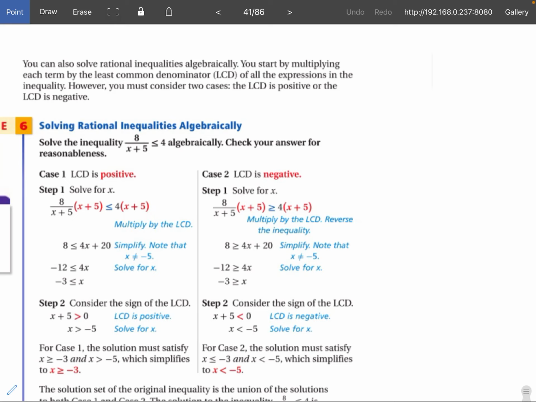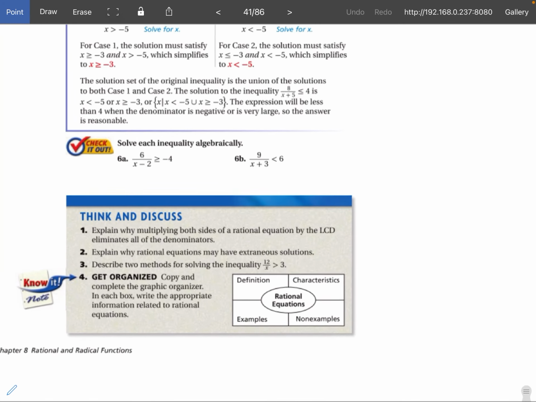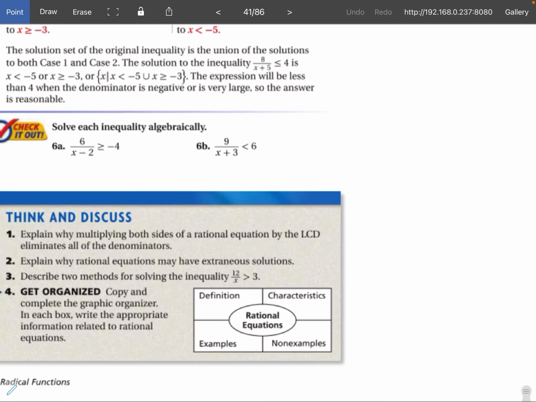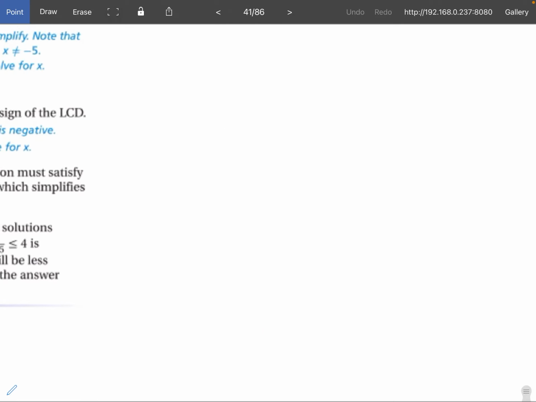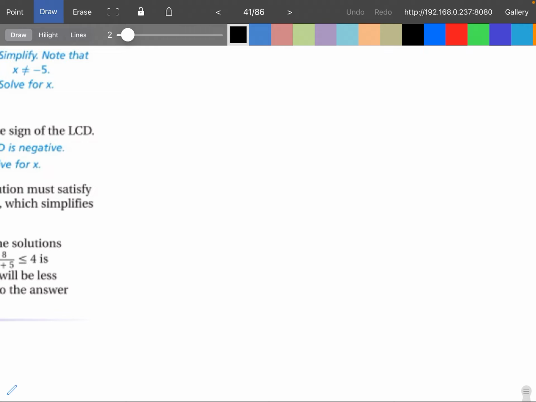Okay, so again, we're going to solve this rational inequality right here. Again, that's example 6 for the kids at home. That's example 6 on page 604. But before we do that, again, I want to remind you about a couple things about inequalities.